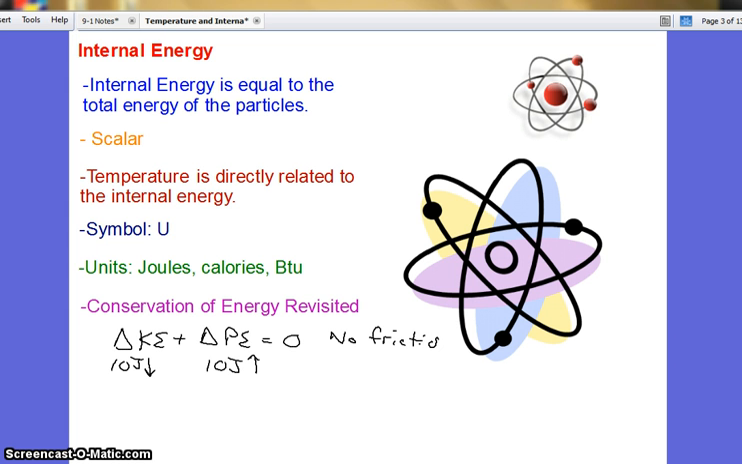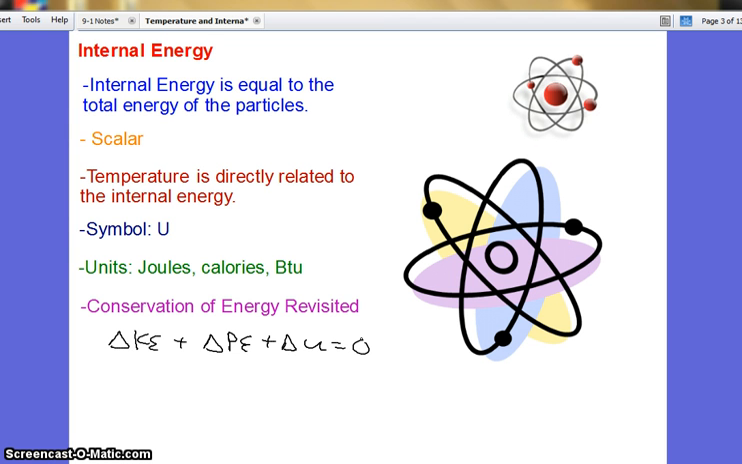So what happens when there is friction? Well, friction is going to cause some heat, which makes the particles move faster. So it's going to increase that internal energy. So the way that we want to write the conservation of energy, even with friction, is that the change in kinetic plus the change in potential plus the change in internal energy is equal to 0.